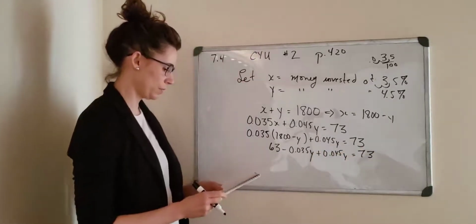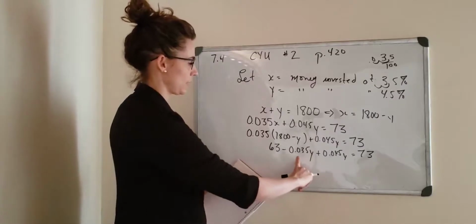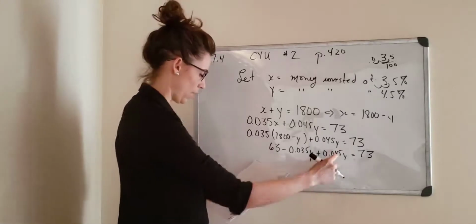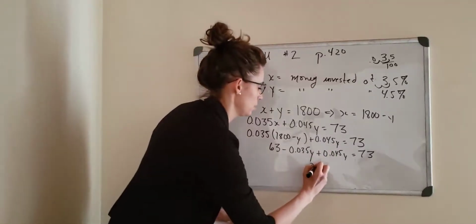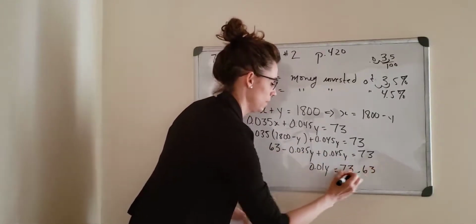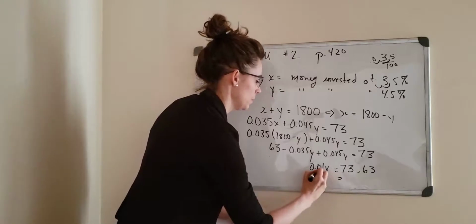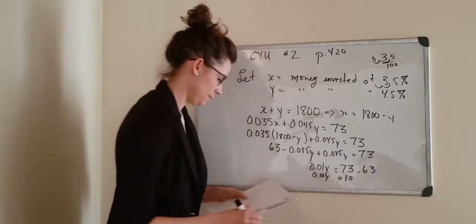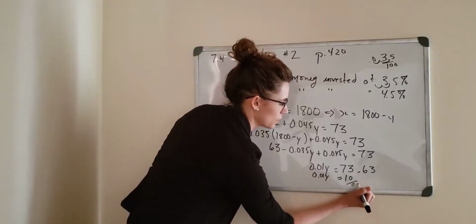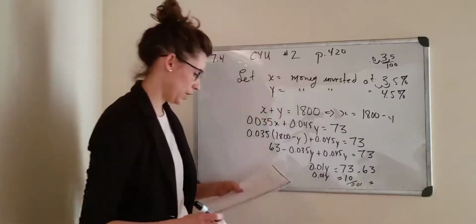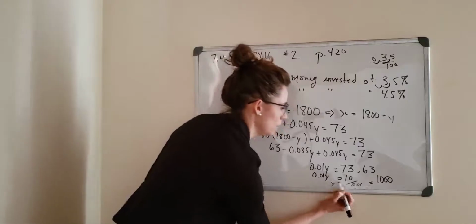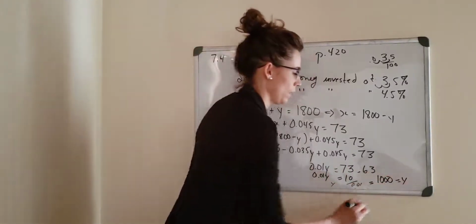Combine your like terms. You'd be adding negative 0.035y plus 0.045y, which gives me 0.01y, and that equals 73 minus 63. So 0.01y equals 10. Solving for y, we divide by 0.01, which equals 1,000. So we have now solved for y. That's my y value.